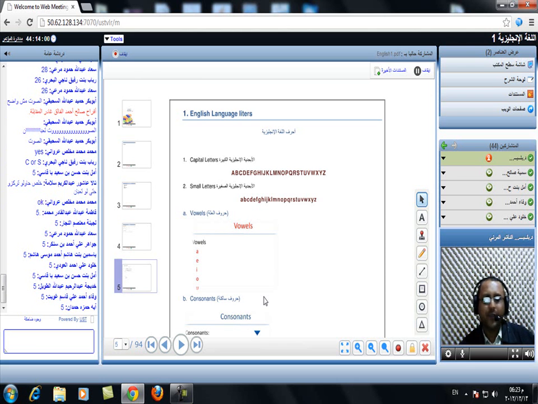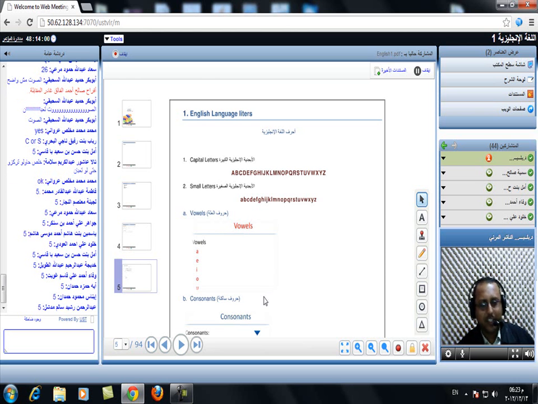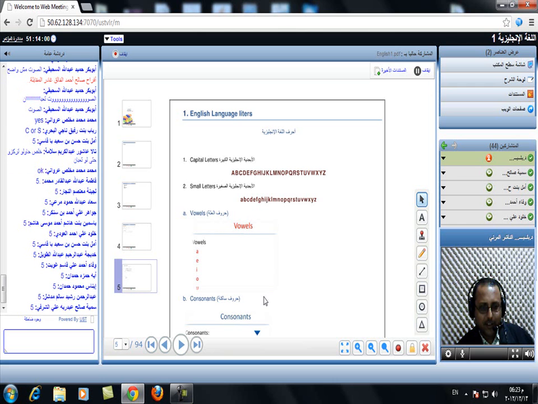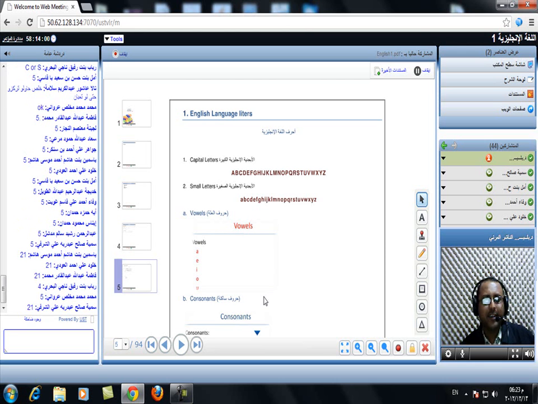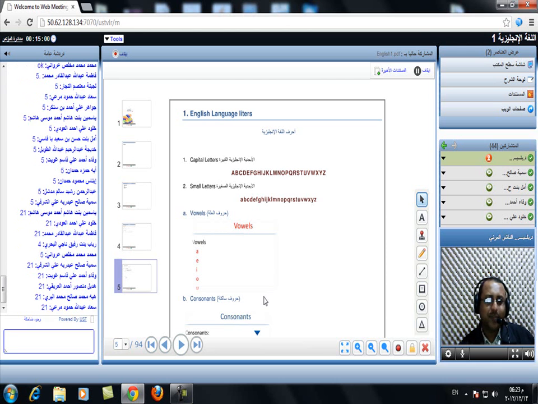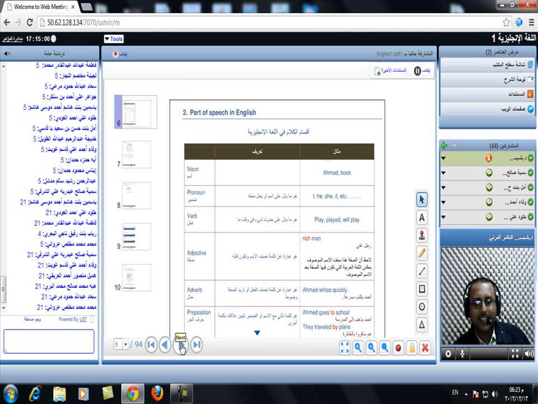The rest of the letters are called consonant letters. How many letters do we have in the rest? Very good, Yasmin. So we have 21 consonants. Now, can you tell me the 5 vowels? If you see the PDF, we have vowels: A, E, I, O, U. The other letters are called consonant letters.